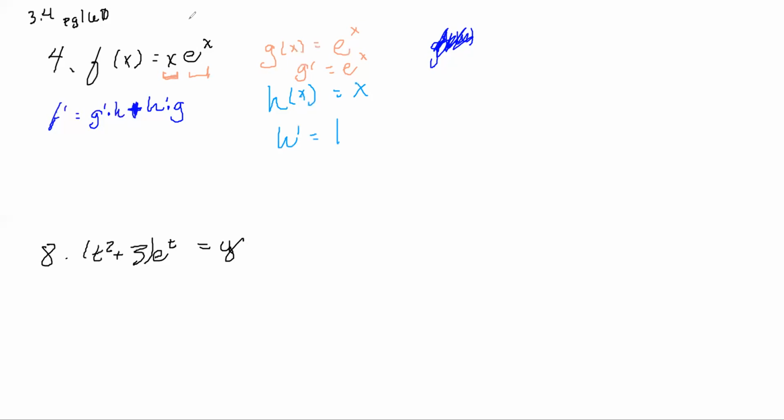So then let's just put this in where it needs to go. g prime is going to be e to the x times h, which is x, plus h prime, which is 1, times g, which is e to the x. So our final product is going to be x e to the x plus e to the x.